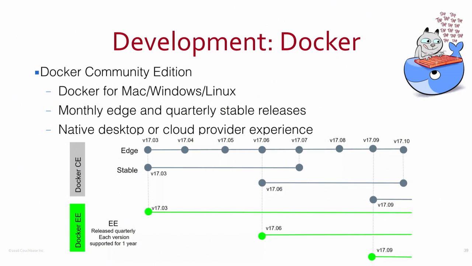So essentially, Docker is now available in 2 flavors. There is Docker Community Edition and Docker Enterprise Edition. Okay? Docker Enterprise Edition is the one that is released quarterly for every version and supported for a year. That's sort of the commercial version of Docker. And on the top, what you see is Docker CE. Docker CE comes in 2 flavors, Edge or Stable.